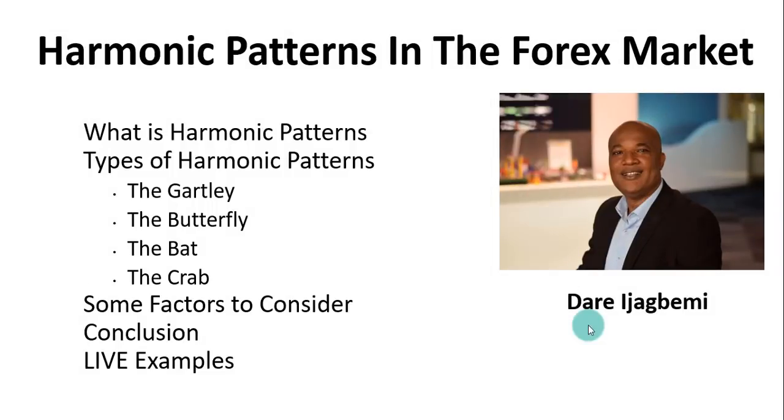Hope you're well. Today we want to talk about harmonic patterns in the Forex market. So we look at what a harmonic pattern is, types of harmonic patterns. We have the four types: Gartley, butterfly, bat, crab. We look at some factors to consider and we conclude, and I will give you live examples.